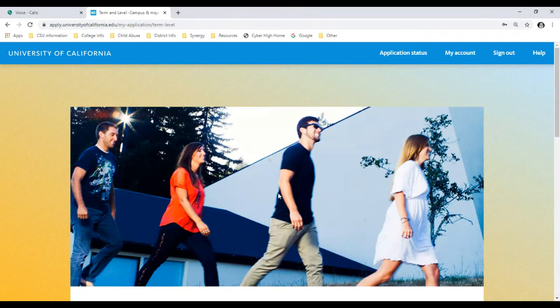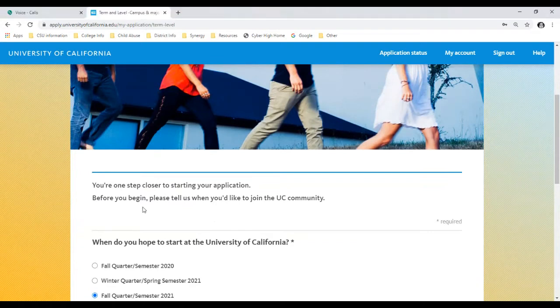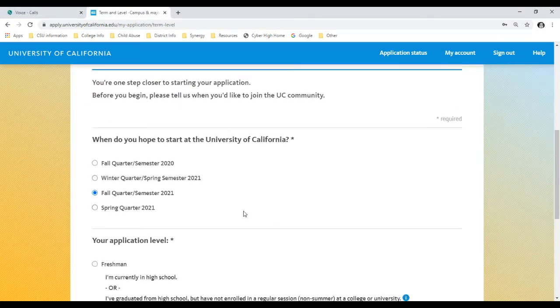So this is the UC application, okay? When you begin, you're going to start answering questions. As soon as you see this, it's going to start asking you questions right away. And you have to answer everything. Everything is important. So make sure you answer every single question here, okay?